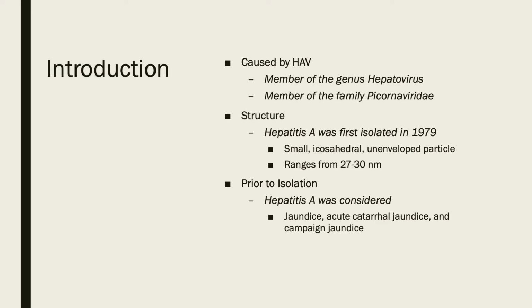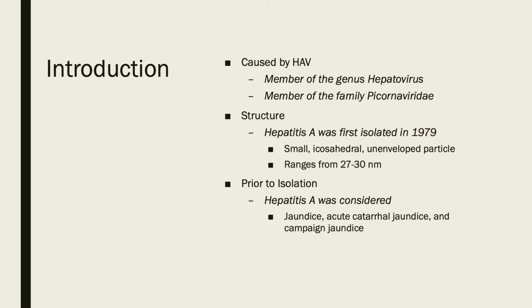So just to give you a little bit of an introduction, hepatitis is caused by the hepatitis A virus. It's a member of the genus Hepatovirus and the family Picornaviridae, which is the picornaviruses. The structure: hepatitis A was first isolated in 1979. It's a small icosahedral unenveloped particle, typically ranging from about 27 to 30 nanometers.